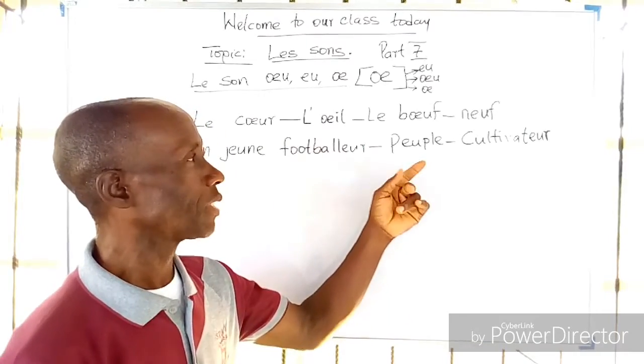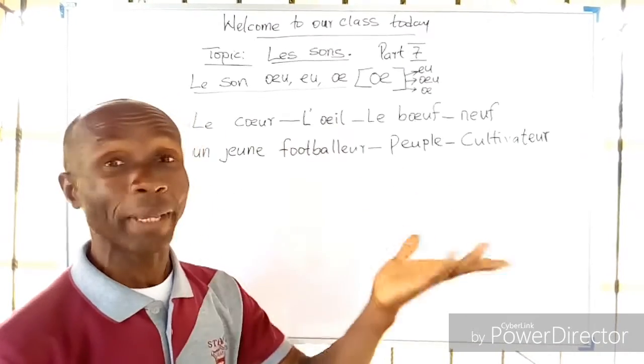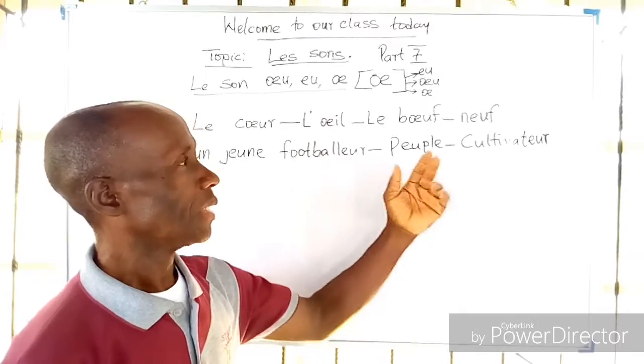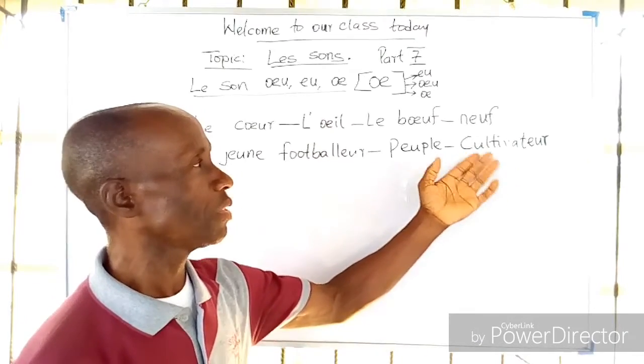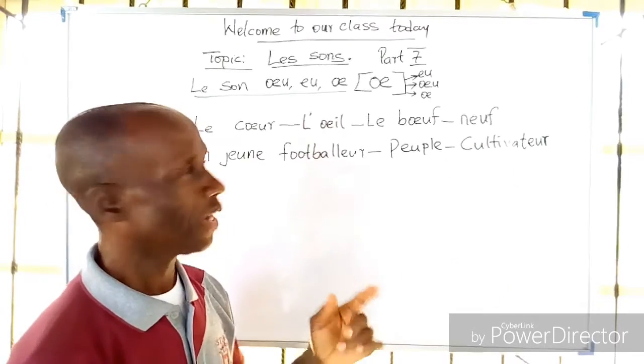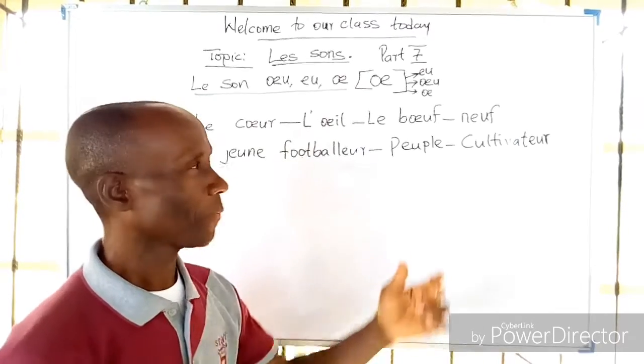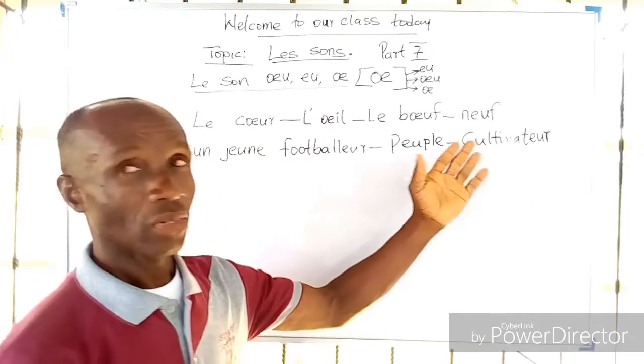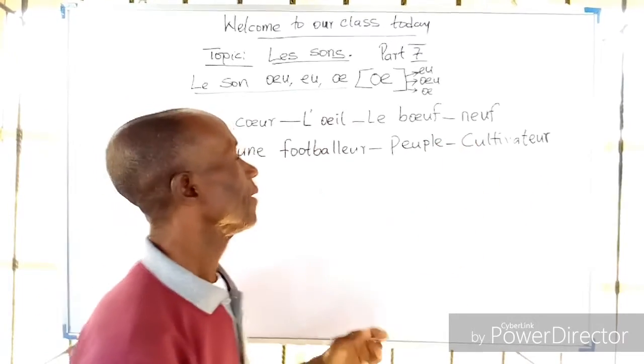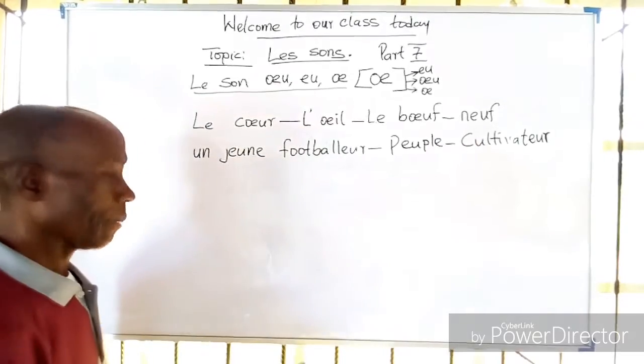Then this one is talking about what? "Peuple", people. Then this one says what? "Cultivateur". That is what? A cultivator, someone that cultivates. Cultivateur. Now let's see how the sounds are located here.